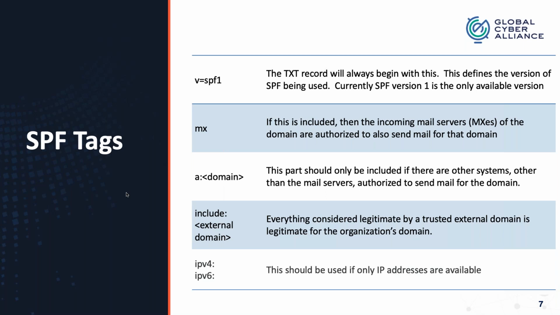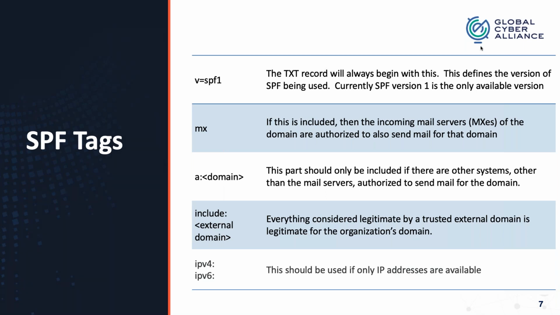Include is for external domains, right? So it could be like a:mail1.globalcyberalliance.org include:_spf.salesforce.com, because Salesforce is external. The a:mail1.globalcyberalliance.org is internal to our organization, and we have an A record for that, so we're going to include it in that sense. So A is mainly for things within your domain. Include is for anything outside of your domain, so external to your domain.